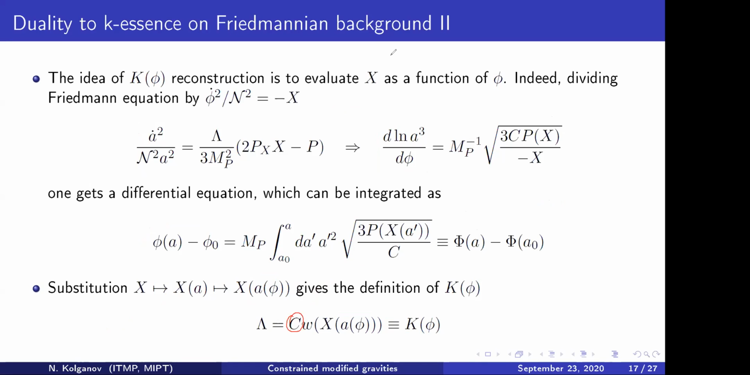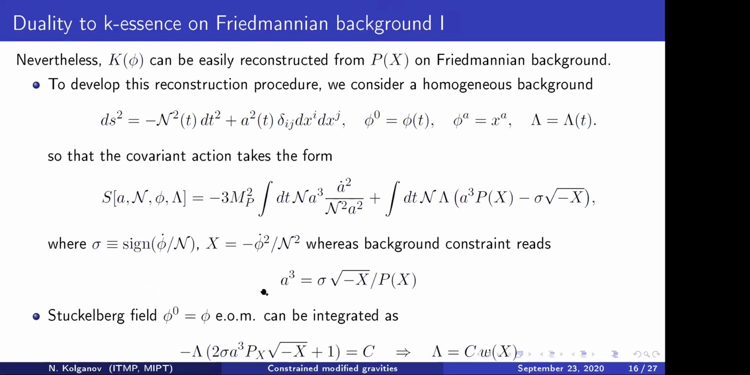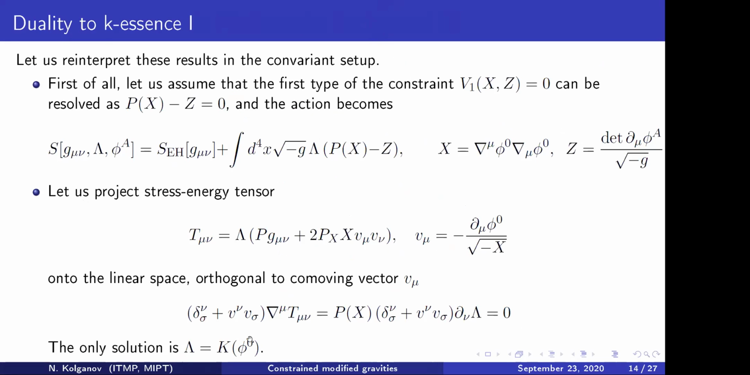Okay, but in your new formulation, this K of phi is an arbitrary function. It's not the case. If you go back to your slides, this K of phi, which was arbitrary, here it's not arbitrary. It should be chosen in such a way that the Einstein equation is satisfied. Then this is not K essence, but the equations of motion can be rewritten in such a way that they are equations of motion of chi essence.